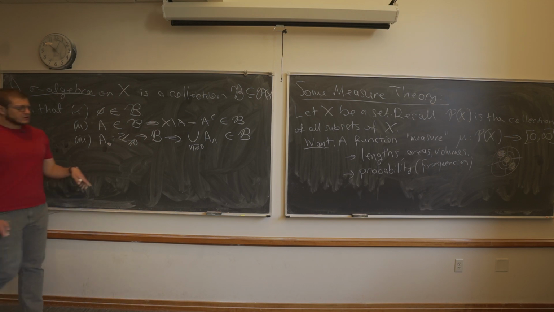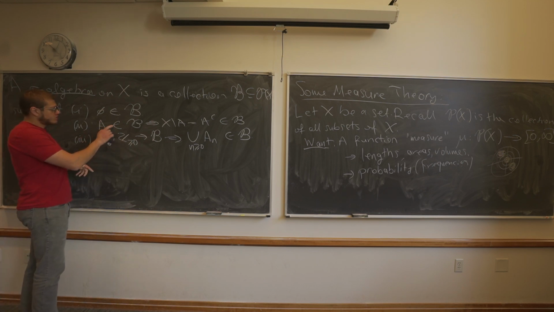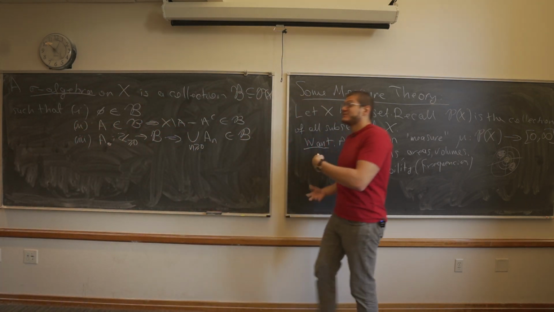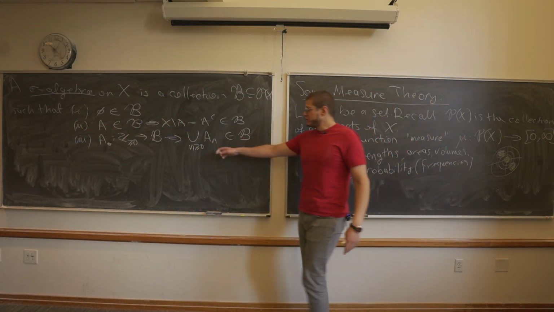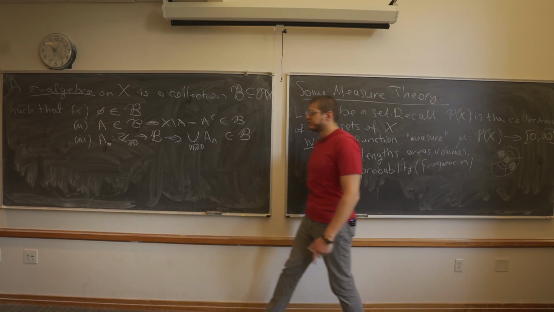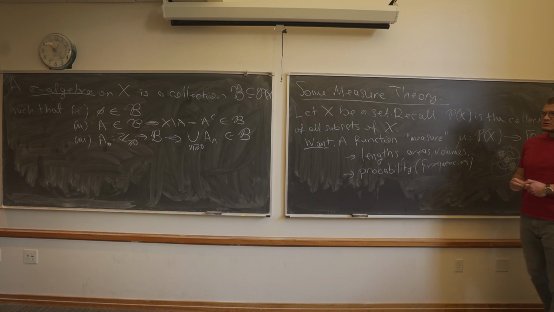And you're saying that if I allow countably infinitely many things happening, I want some of them happening as well. So you should think of A, for instance, as the event A happens. A complement is the event A does not happen. And this union is one of the events A n happens. This is sort of the intuition.